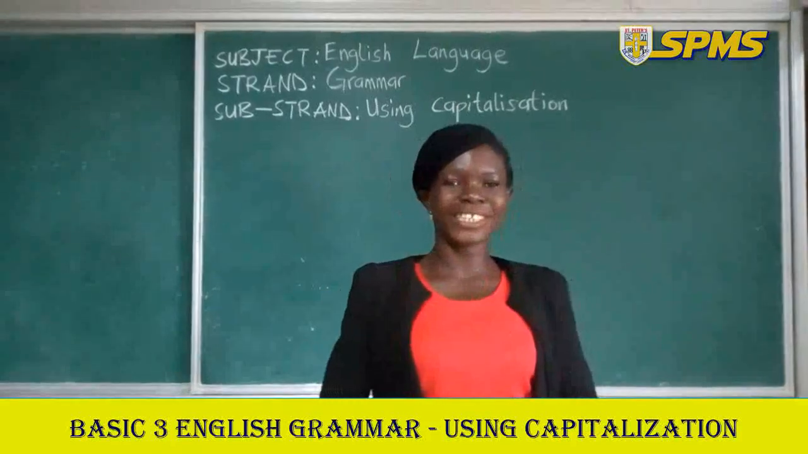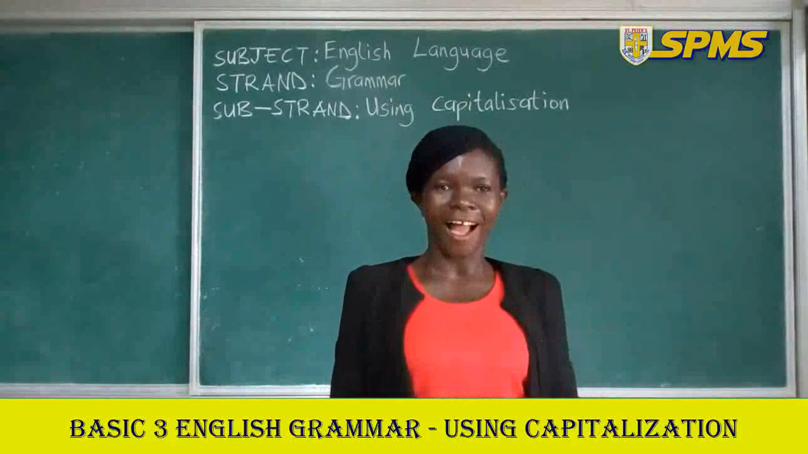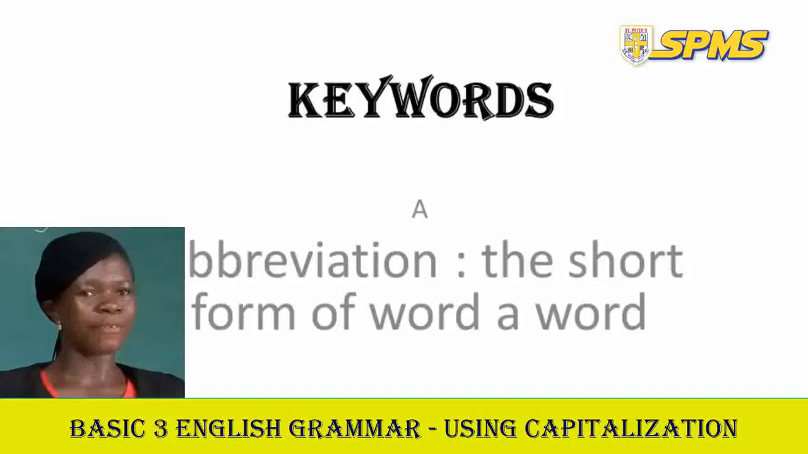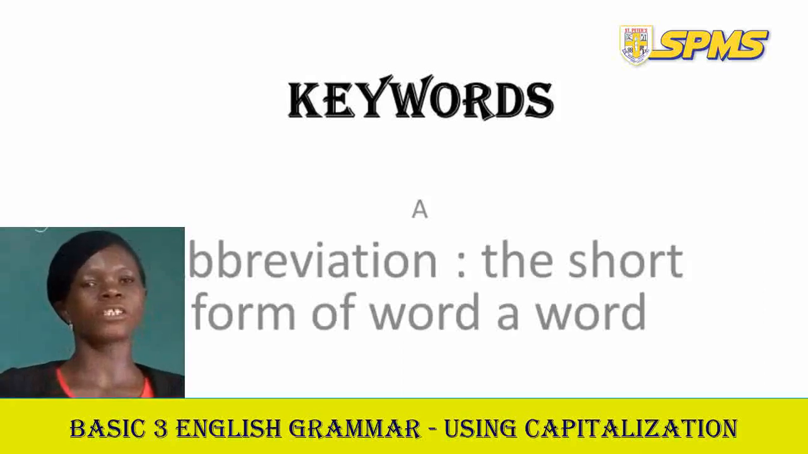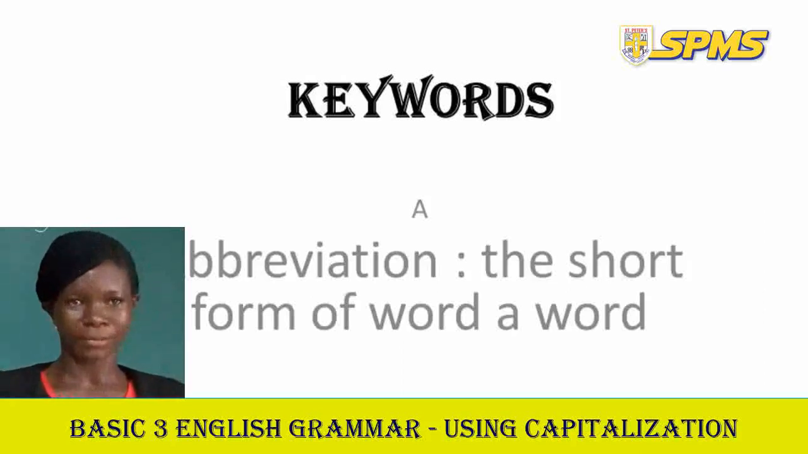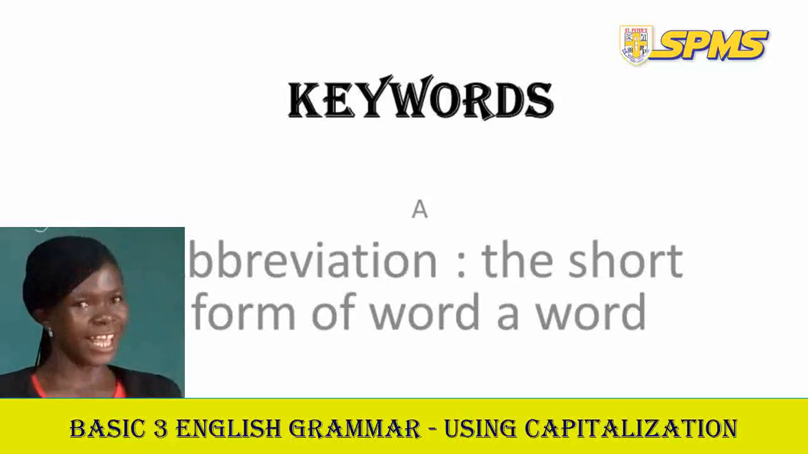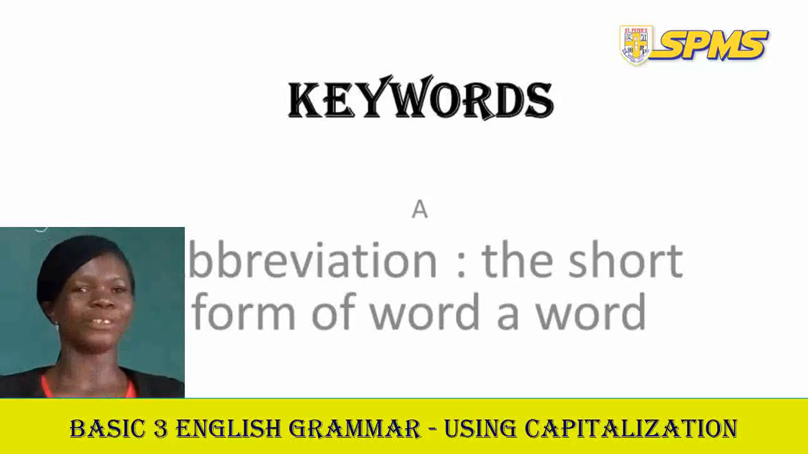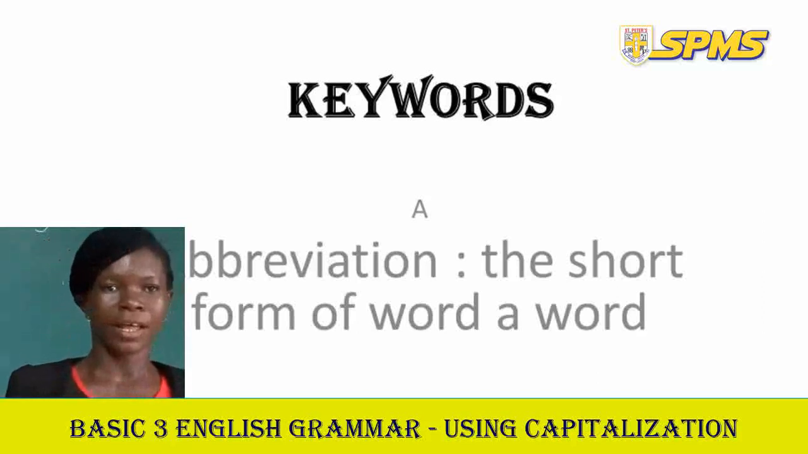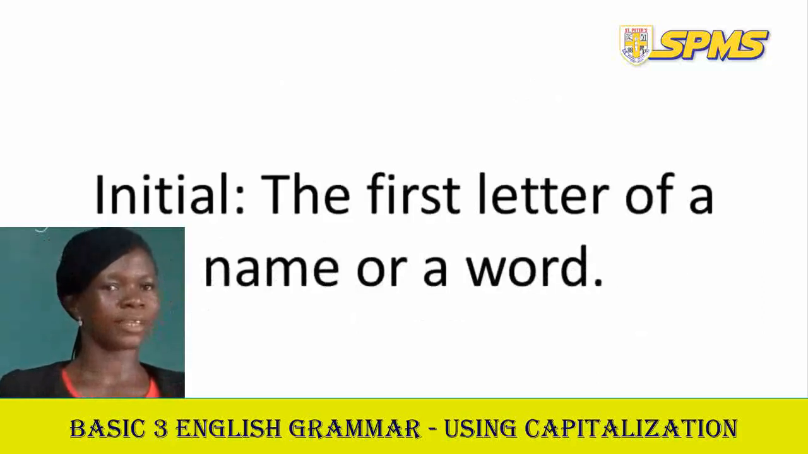The key words for this interesting lesson are abbreviation. Abbreviation is the short form of a word. For example, centimeters can be abbreviated as cm. You'll be writing it in your maths lessons, isn't it? Good. The second keyword is initial.